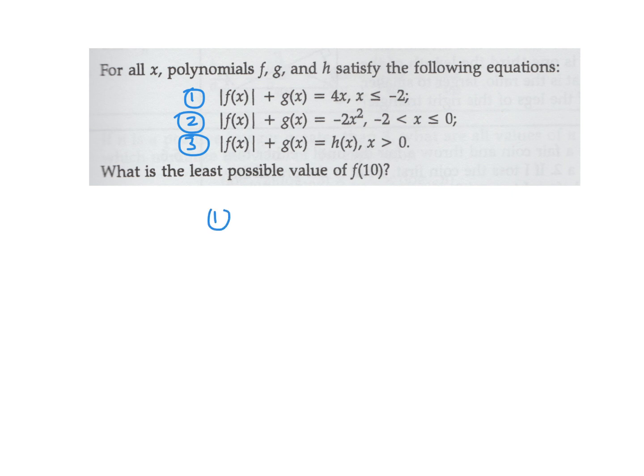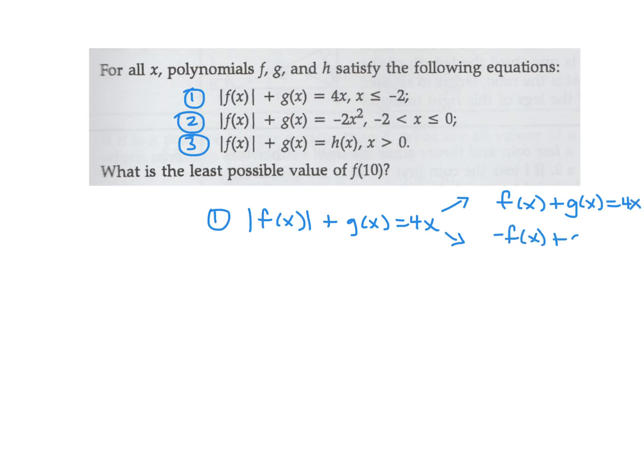Let's start with equation 1, I guess. If the absolute value of f at x plus g at x is equal to 4x, that could mean one of two things. It either means that f at x plus g at x is equal to 4x, or it means minus f at x plus g at x is equal to 4x. It all depends on whether the value of f at x is greater than 0 or less than 0.